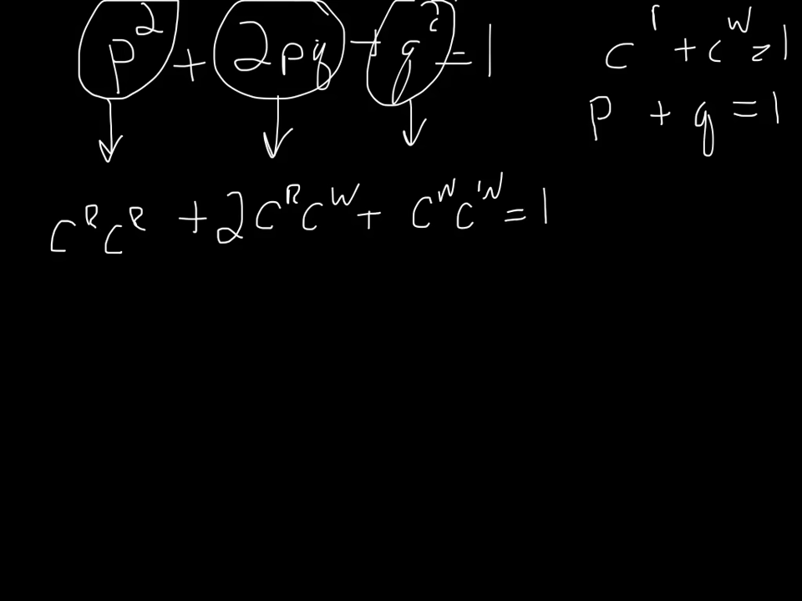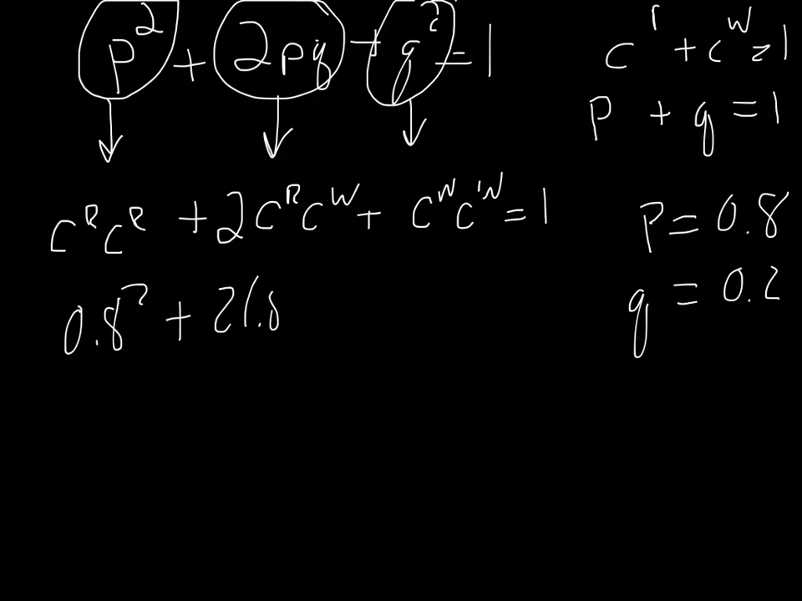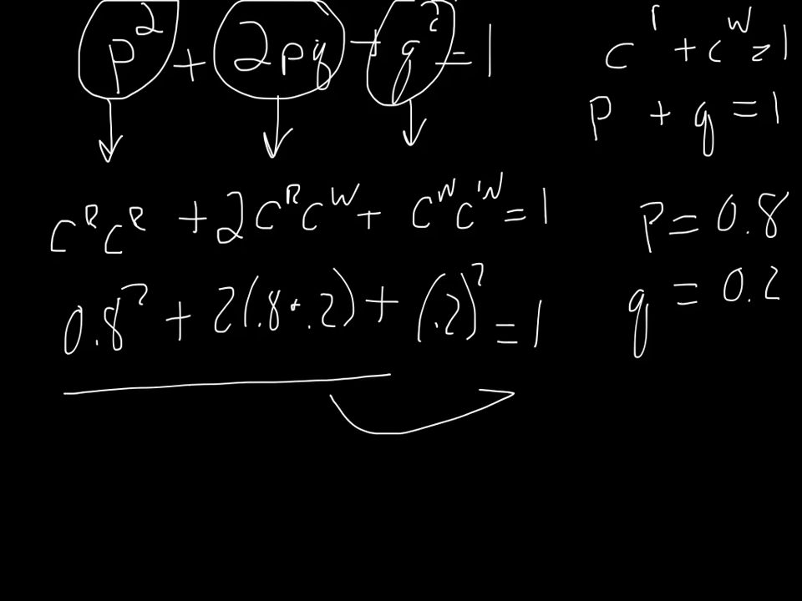So let's go back to our numbers that we know. We know that P equals 0.8 and Q equals 0.2. So we have 0.8 squared plus 2 times 0.8 times 0.2 plus 0.2 squared. That's all going to equal 1. And so if all of that comes out to equal 1, we know that it is not evolving.